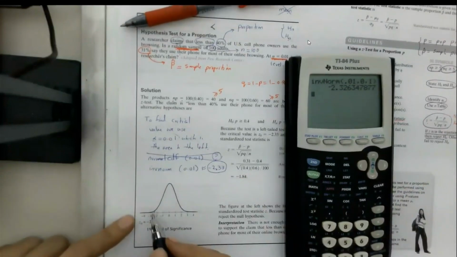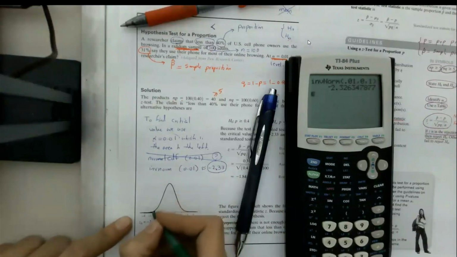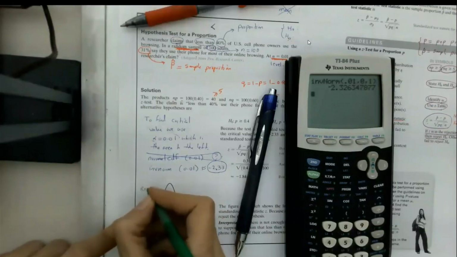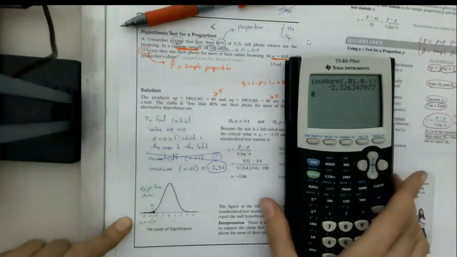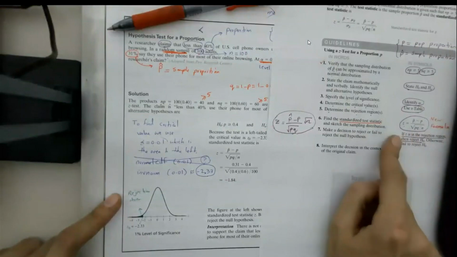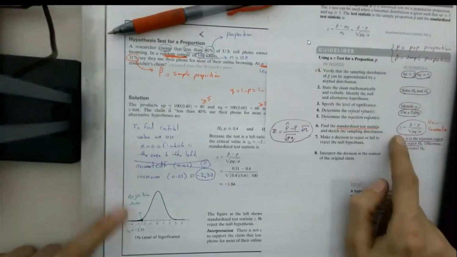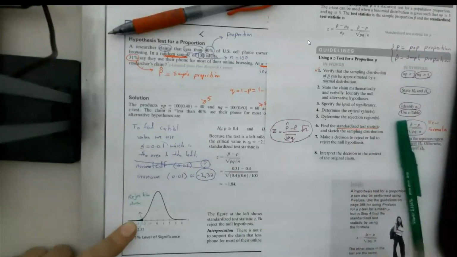The critical value divides the graph into 2 pieces. This is a left-tailed graph, so we have the green area on the left-hand side. This is your rejection area, and the rest is the non-rejection area. Now we have to move on to find the standardized test statistic. If this number is inside the green area, we reject the null hypothesis. Well, let's calculate that.